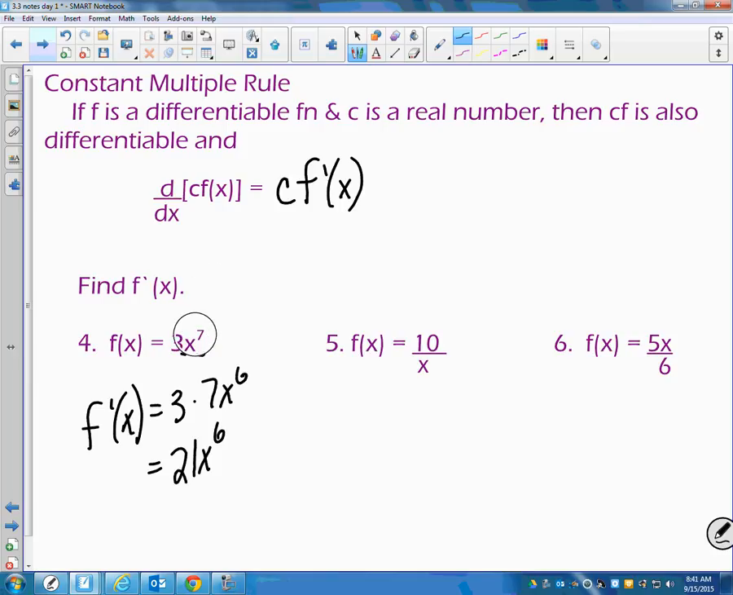Yeah, so when I do these, I normally say I bring the 7 down, so 3 times 7, and I automatically write 21. If it helps you to write it out, especially at first, this is day 1 of this, then write it out. But you're going to have to simplify it.